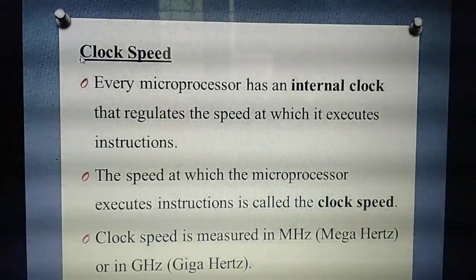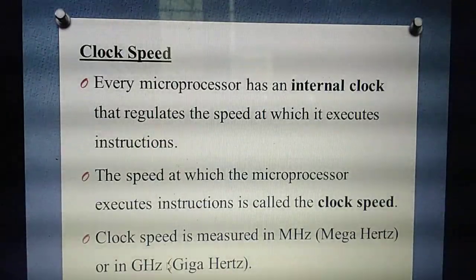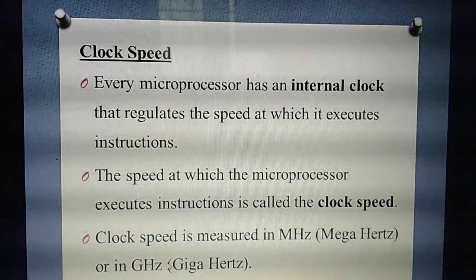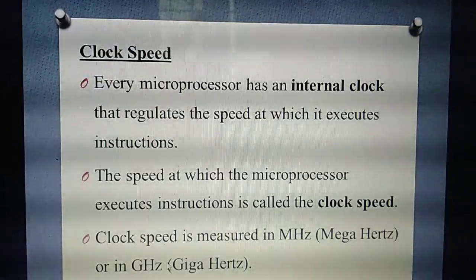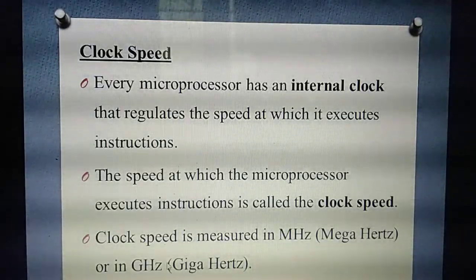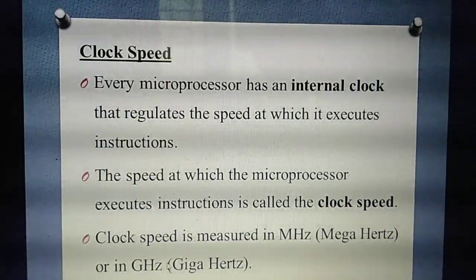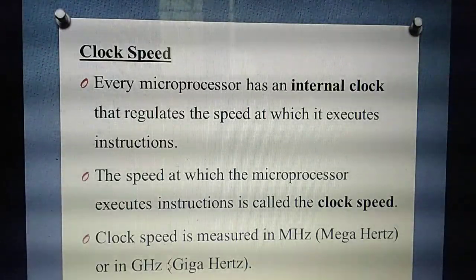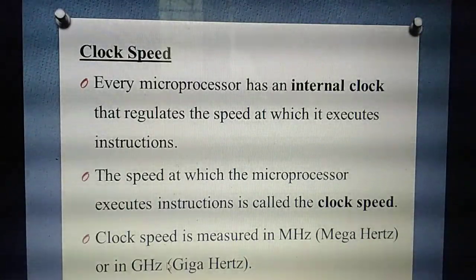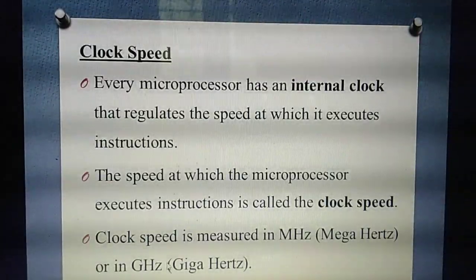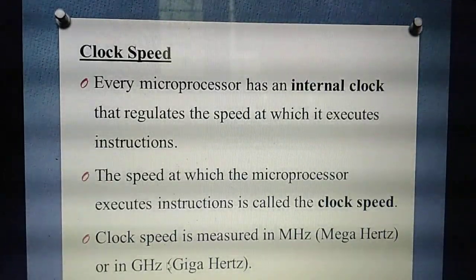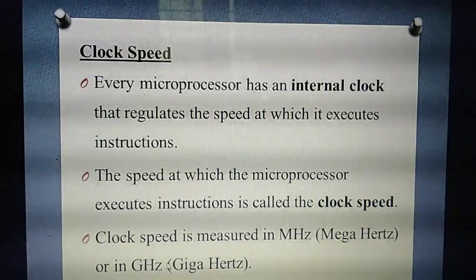That clock speed is measured in 2 terms. What are they? Megahertz or gigahertz. What's the unit? Megahertz or gigahertz. Very important 5-mark question. First characteristic is clock speed. What's the meaning of clock speed? Each and every microprocessor has an internal clock. What's the use of this one? It will regulate the speed, at what speed the particular instruction needs to execute. How much time each instruction takes to execute, that we call clock speed. This clock speed is measured in 2 units. What are they? Megahertz and gigahertz.